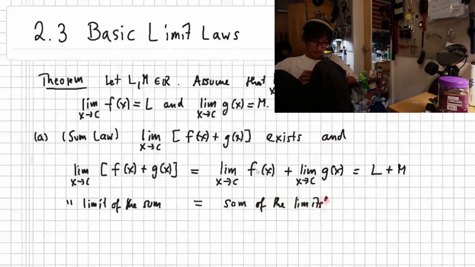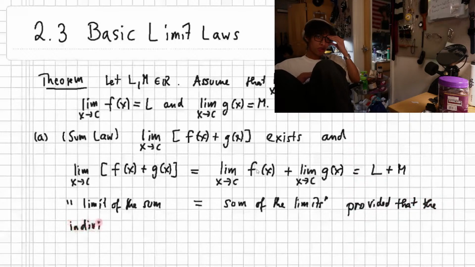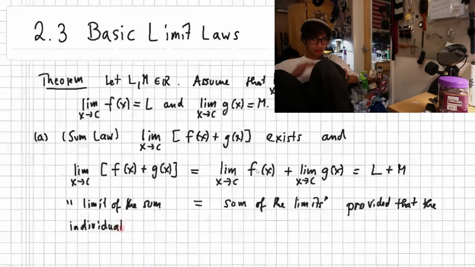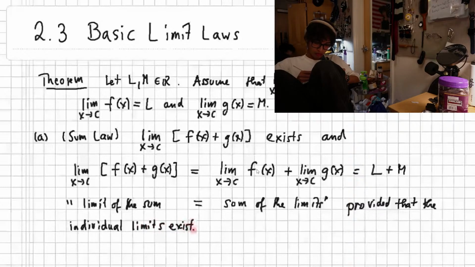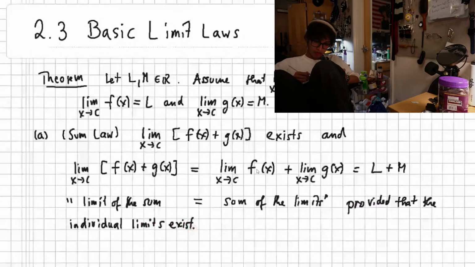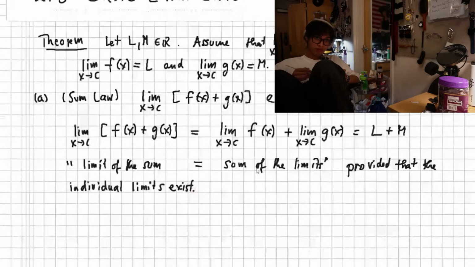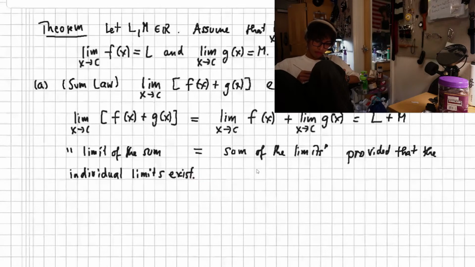Now, the limit laws tell us this provided that the individual limits exist. Otherwise, the limit laws simply don't apply, and we can't use them to conclude. This is the first example of a limit law. The others will be similar and based on different ways of combining these functions f and g.